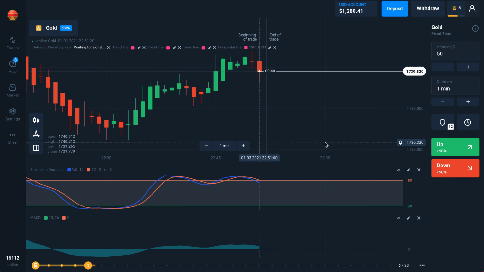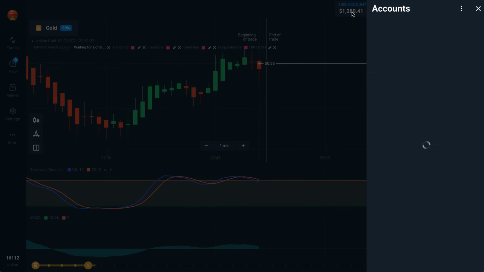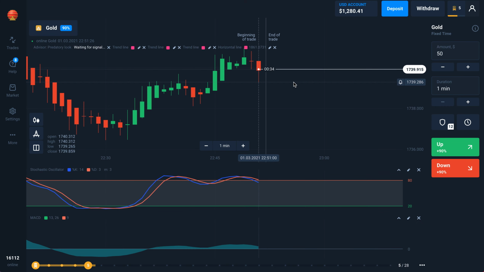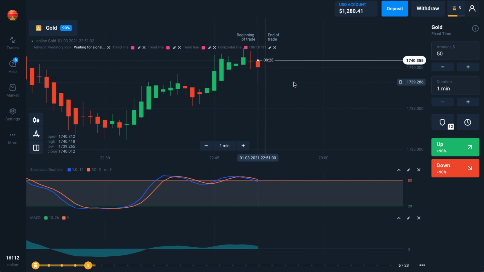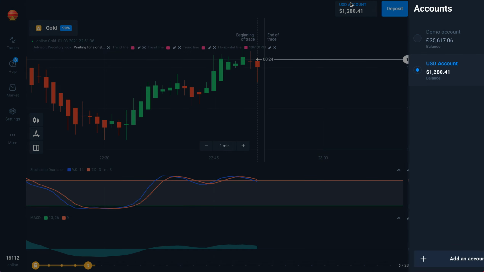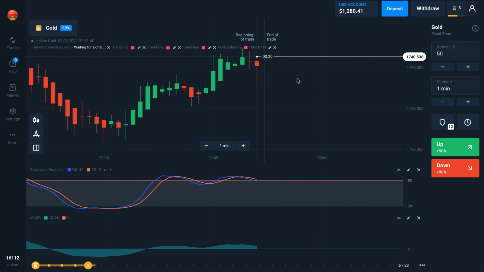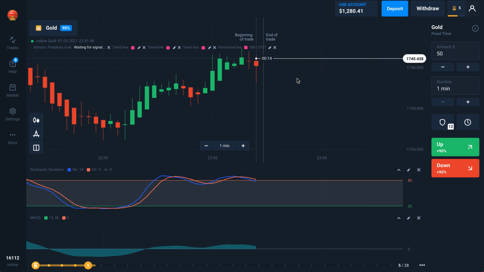Okay, again, this is my real account. The demo is on top. If you don't have Olymp Trade yet, you can create your account. The link is below, so you can just click there, create your account, and practice on your demo account with this strategy, because I want to know if this strategy is working on Olymp Trade as well.